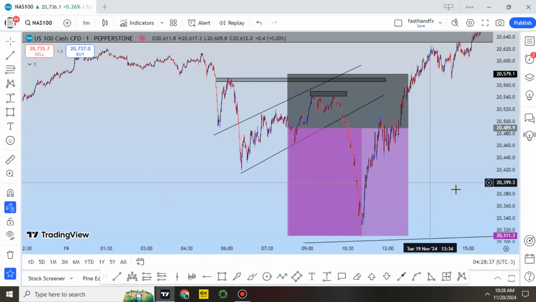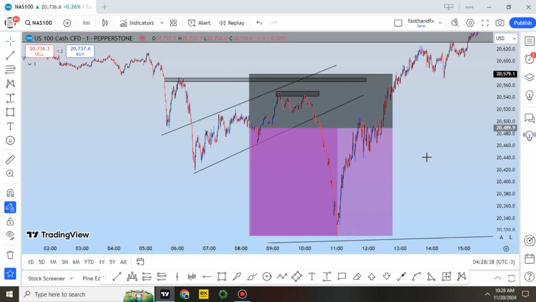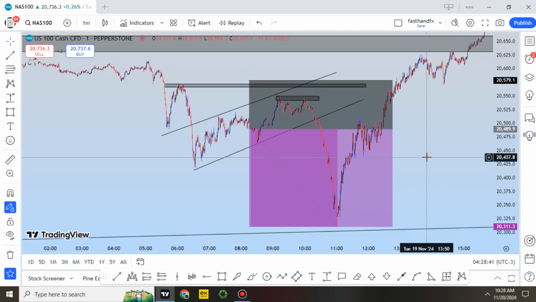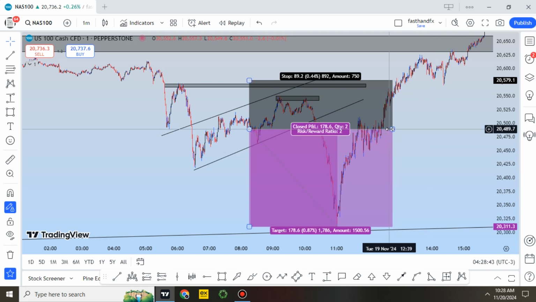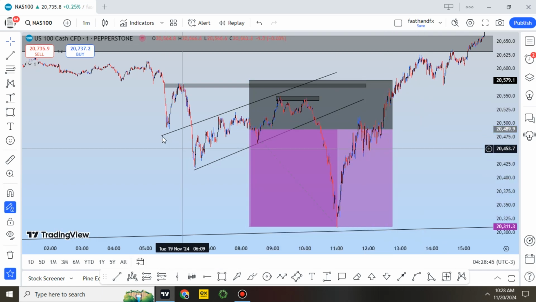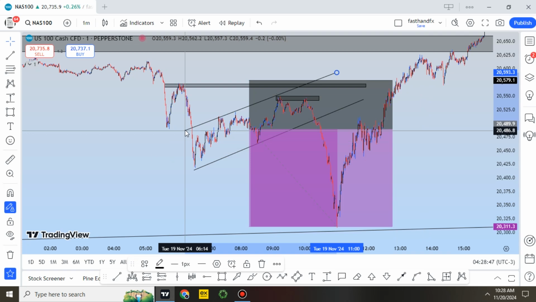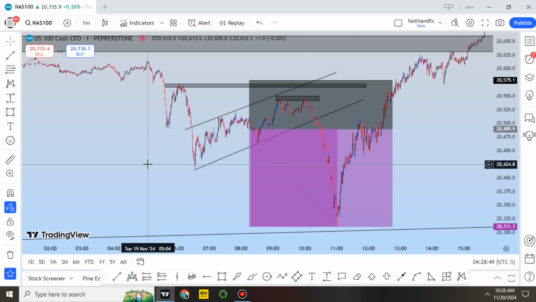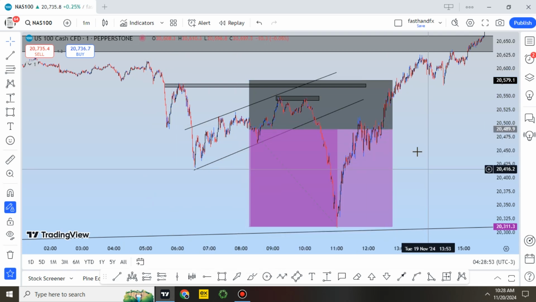Remember, this is still the 1 minute, guys. You don't need to take your entry on the 1 minute if you don't understand it, because taking your entry on the 1 minute is very dangerous. But then it's also a good thing if you have your entry on the 1 minute, because you'll be risking tiny, right? So this is NAS 100.